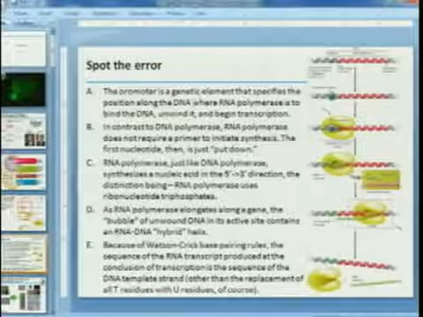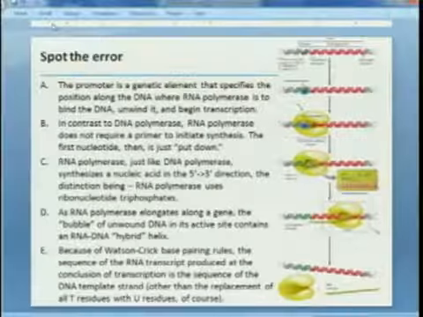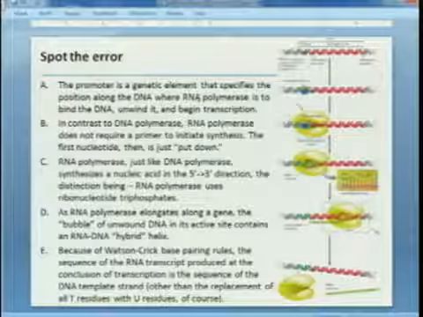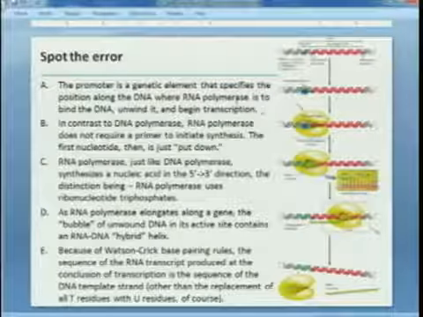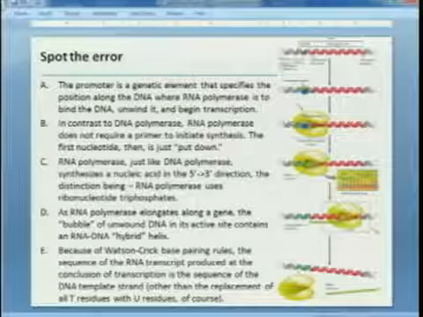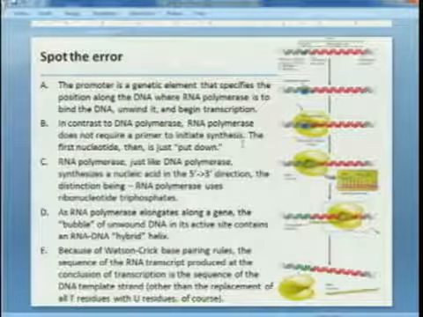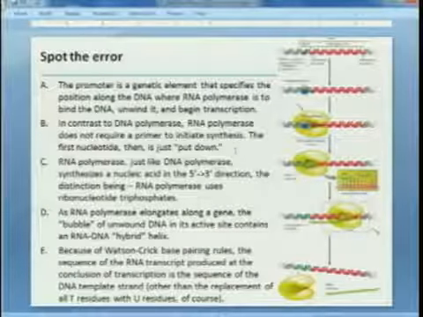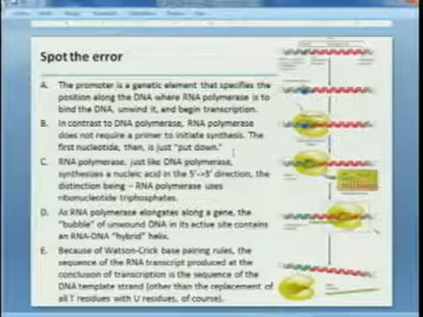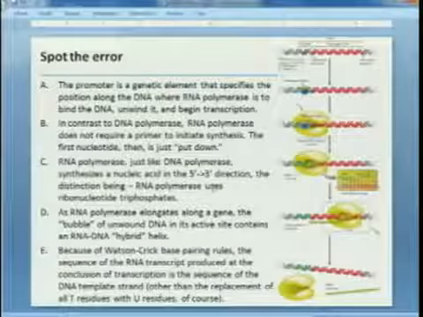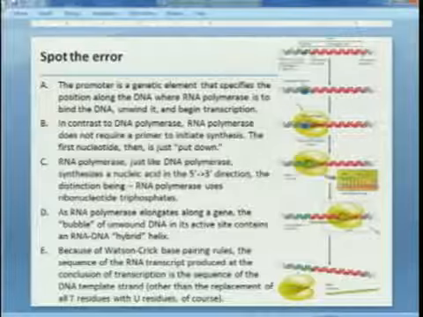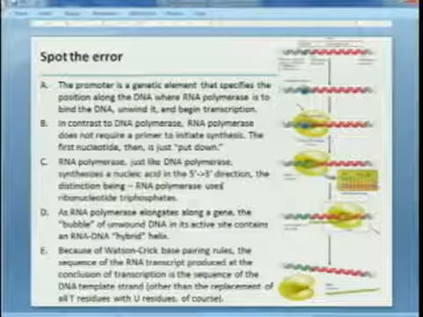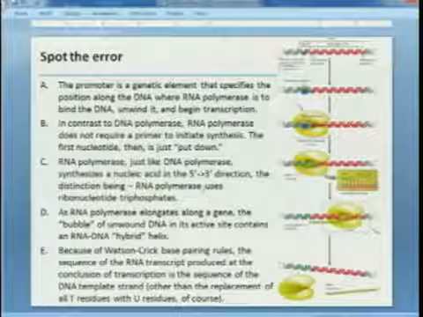All right. As always, I promised you a question on this. Spot the error, please. A, the promoter is a genetic element that specifies the position along the DNA where RNA polymerase is to bind the DNA, unwind it, and begin transcription. B, in contrast to DNA polymerase, RNA polymerase doesn't require a primer to initiate synthesis. The first nucleotide then is just put down. RNA polymerase, just like DNA polymerase, says option C, synthesizes a nucleic acid in the 5' to 3' direction. The distinction being, of course, RNA polymerase uses ribonucleotide triphosphates, not deoxyribonucleotide triphosphates.